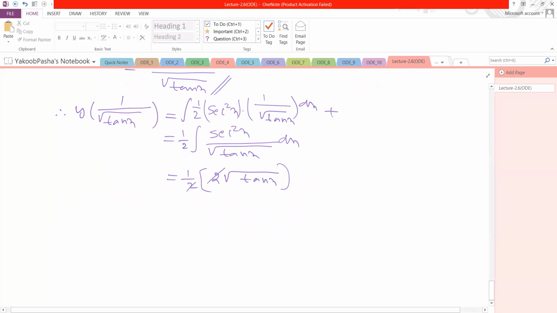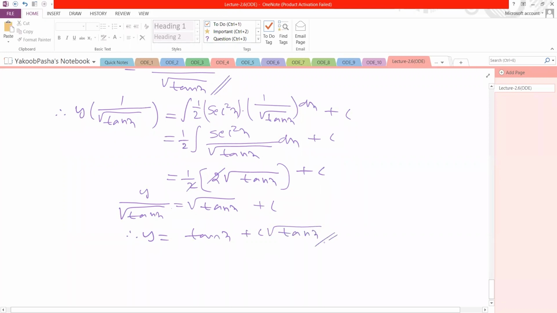We can write here plus arbitrary constant c. Here also plus c. So this is root 2 tan x plus arbitrary constant c. Here the left hand side is y by root tan x, so multiply with root tan x. So we get y is equal to (root tan x) whole square, which is nothing but tan x, plus c into root tan x. This is the general solution of the given differential equation.